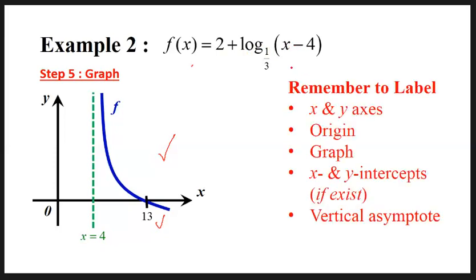And remember, always label the x and y axes, label the origin, label the name of the graph, which is the name of the function, label the x and y intercepts if they exist, and also the special line, the vertical asymptote. And this is how we get the answer for example 2 for log functions.